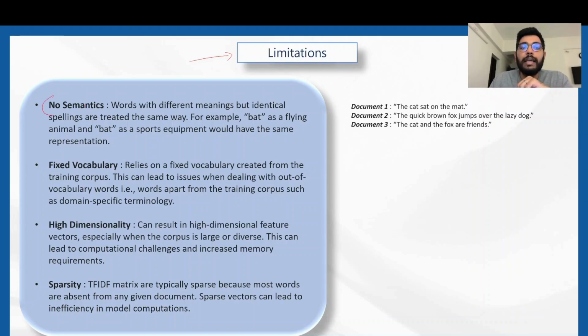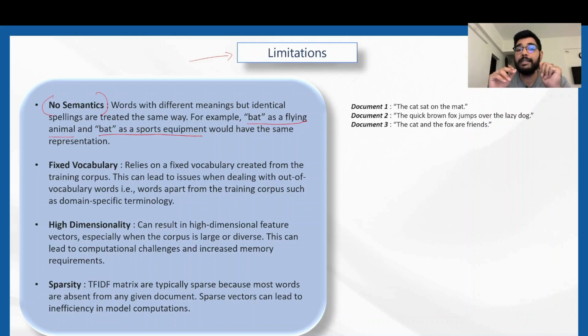The first one is that there is no semantics in the TF-IDF algorithm. It purely works on frequency, the term frequency, the frequency of the word. It is not able to comprehend the inherent meaning of the word or the similarity between two words. For example, bat as a flying animal and bat as sports equipment would have the same representation. If one sentence in a corpus referenced bat as an animal and another referenced bat as sports equipment, these two would have the same meaning with respect to TF-IDF, but they are essentially different.